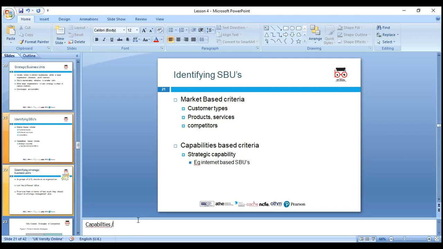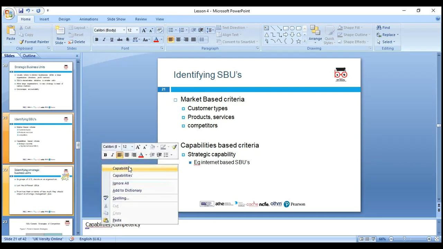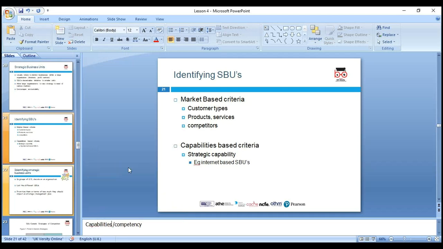Let's say you pass your driving test, so you're capable, because you can drive, but you're not competent. Competencies come with experience. That's why nowadays organizations do competency-based interviews.